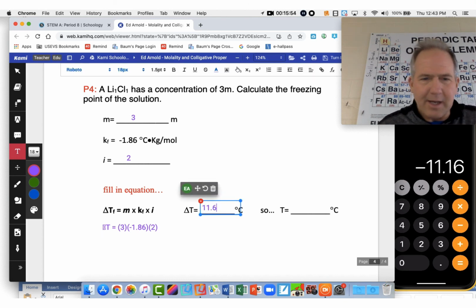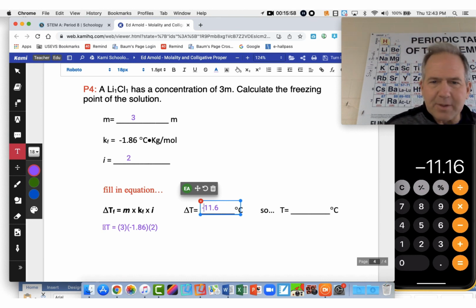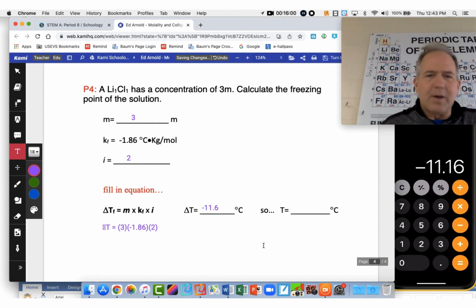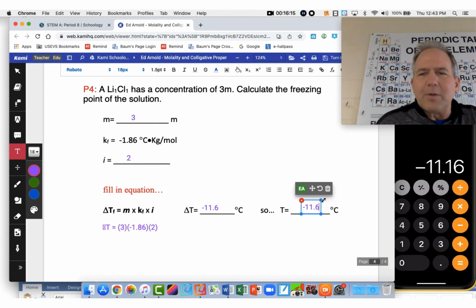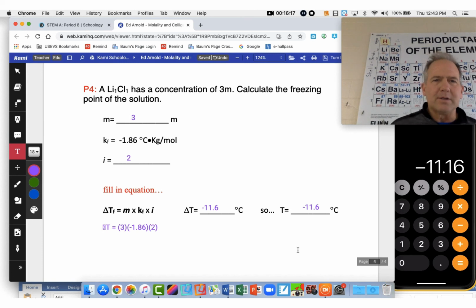Negative 11.6, not 11.6, Mr. Arnold. Well, it usually freezes at 0, so how much is that off? That's off by the same exact number. So negative 11.6. The freezing ones are going to be the same. I put that on there because of the boiling one, right? And then we are done with that paper.